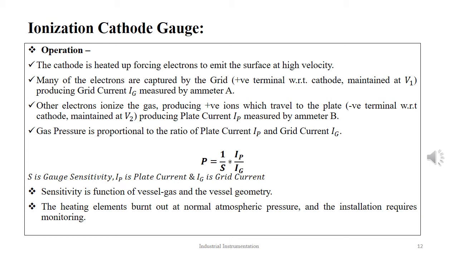The major limitations of the ionization gauge are that the heating elements burn out quickly when the pressure is not very low. Installation is tedious and requires a lot of attention.